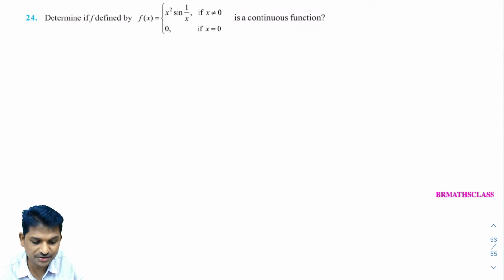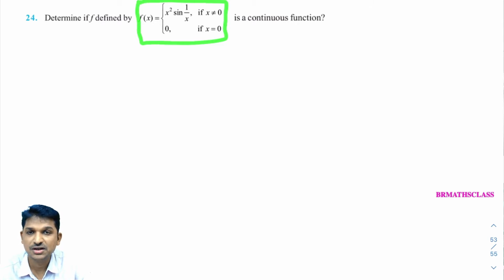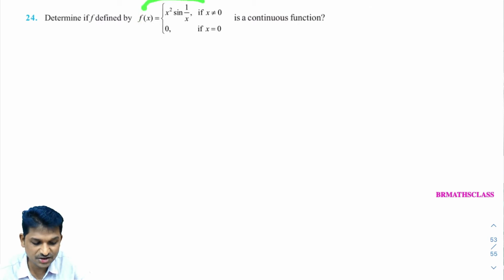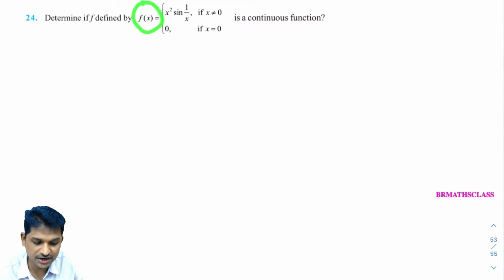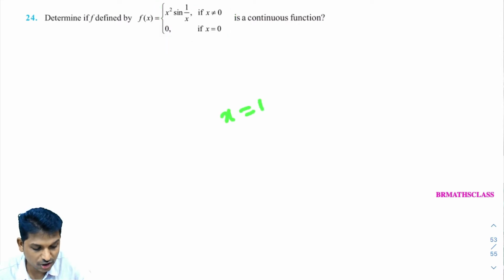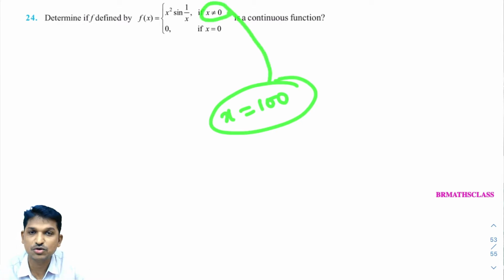Continuity is always meaningful to discuss in the domain of the function. Now my question is, what is the domain of this function? Is this function defined for all real numbers? I'll check. Suppose x equal to 100. Then which function to choose? 100 is not equal to 0. So I'll choose the first function.